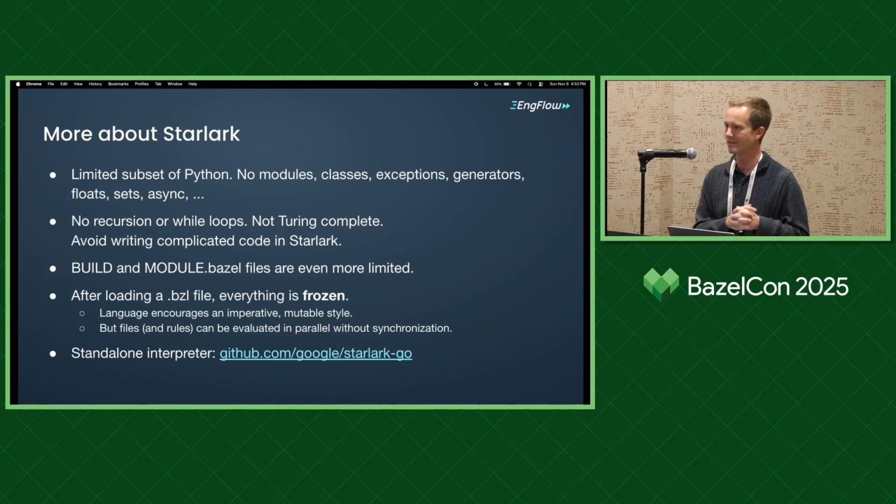It doesn't have while loops. You can loop, but you're only looping over a list and not over a generator or anything. I don't know whether it's Turing complete. I think a lot of things are accidentally Turing complete. It is supposed to not be Turing complete. It is supposed to run in a deterministic amount of time, like every Starlark program should halt.